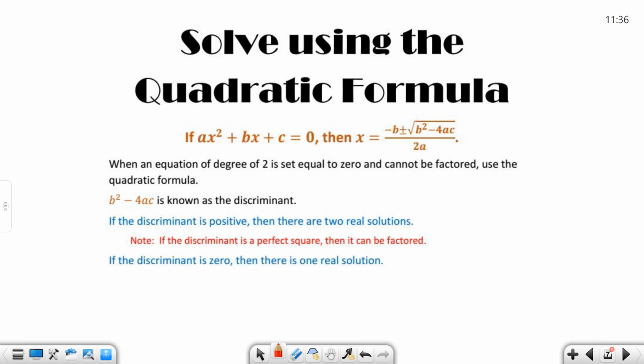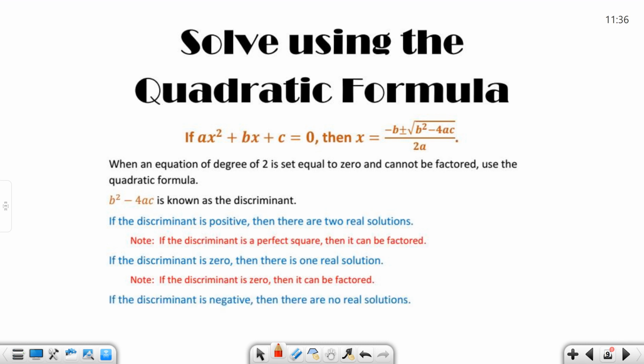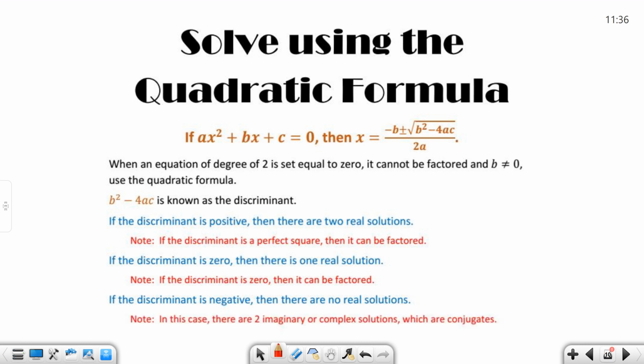If the discriminant is 0, there's one real solution. And if the discriminant is 0, then it can be factored, because then it would just be a repeated root like x minus 1 squared or whatnot. And then if the discriminant is negative, then there are no real solutions. The answers are complex or imaginary. And in this case, those two imaginary or complex solutions are called conjugates, where you get 3 plus 2i over 4 and 3 minus 2i over 4.